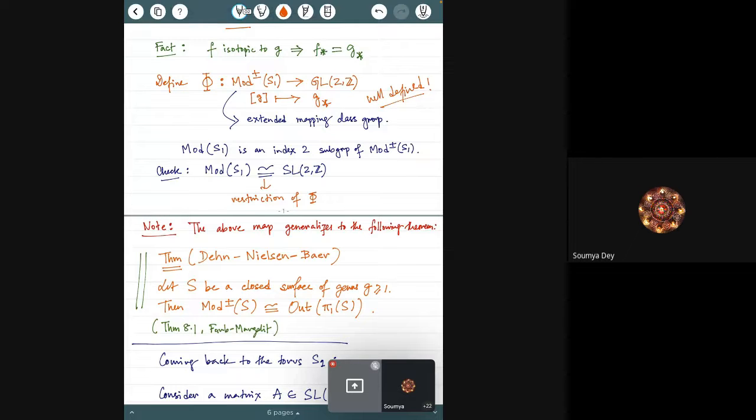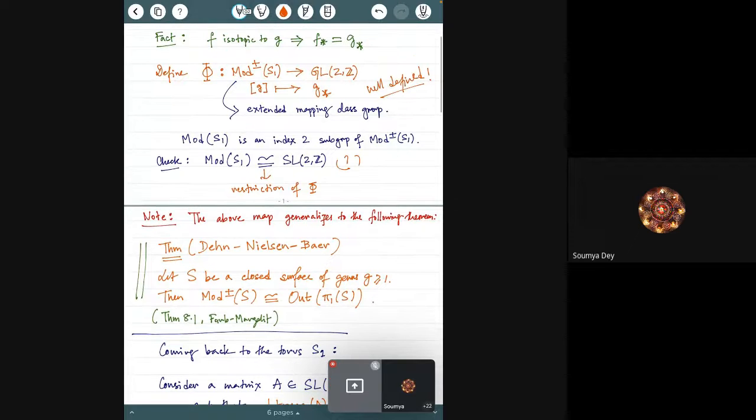Now, to restrict this map to the index 2 subgroup, namely our mapping class group, this can be shown to be isomorphic to the subgroup SL2Z. So you need to see that this map is surjective as well as injective. This can be checked.